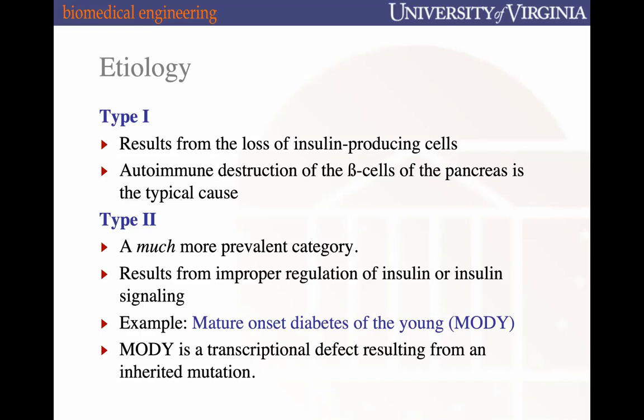Right, yeah. MODY is a transcriptional defect. Type 1 is an autoimmune response to autoreactive T cells. And before I forget, one last one that's not mentioned here, historically dubbed type 3, is gestational diabetes. That's typically when women who are pregnant, who did not have diabetes before, can become diabetic during pregnancy.